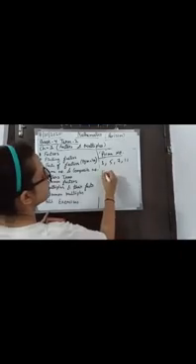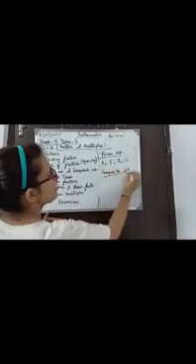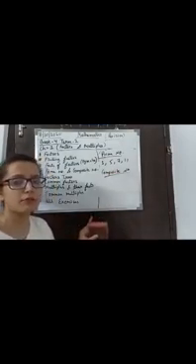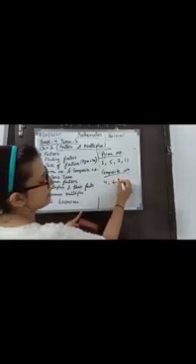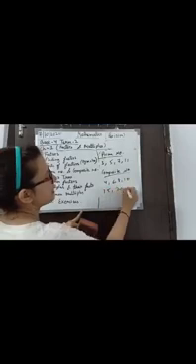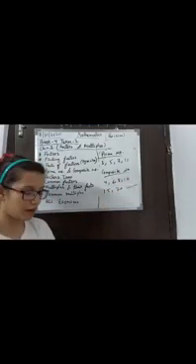Now another one is composite numbers. What is the meaning of a composite number? A number having more than two factors is called a composite number. For example, 4, 6, 8, 10, 15, 20 and so on. So these kinds of numbers are called composite numbers.